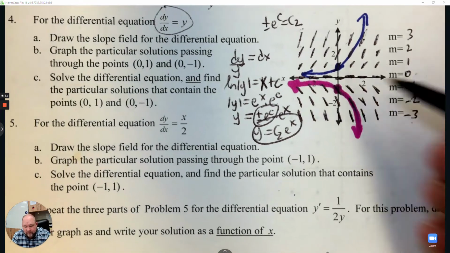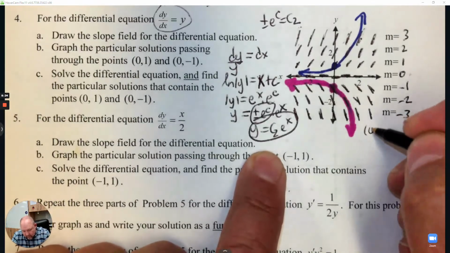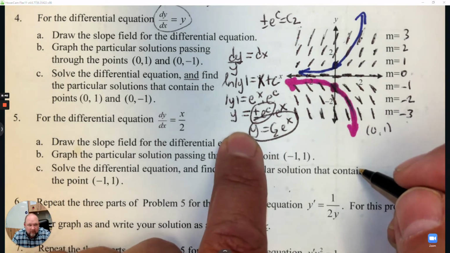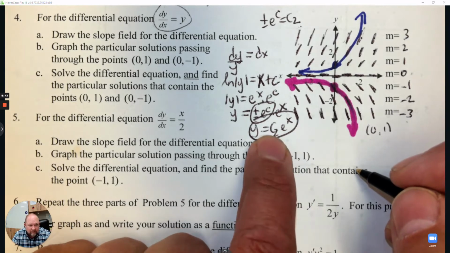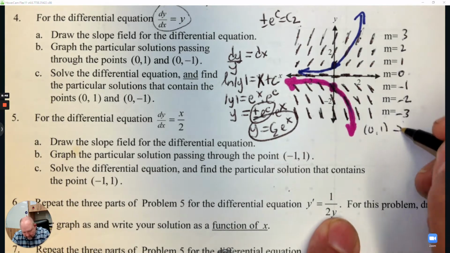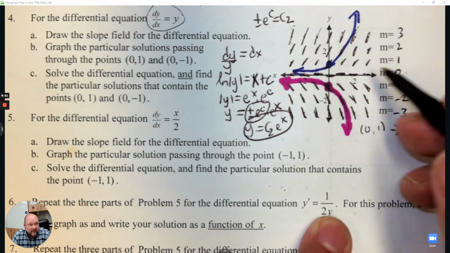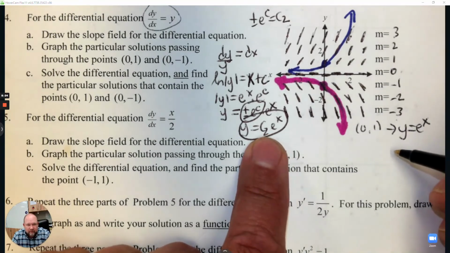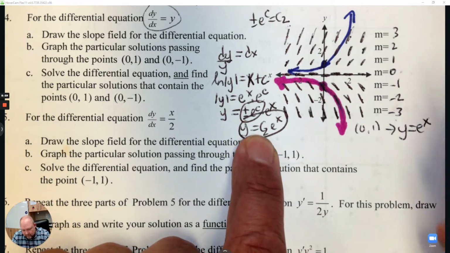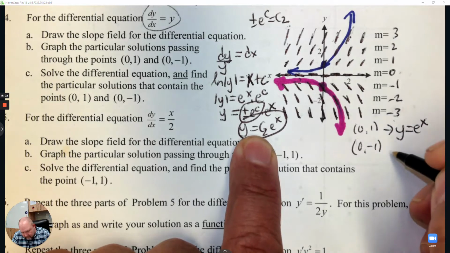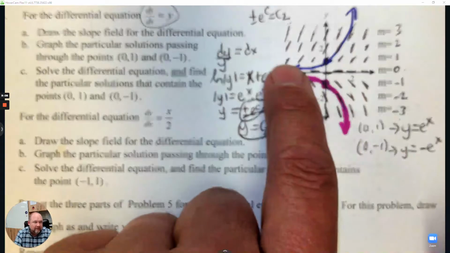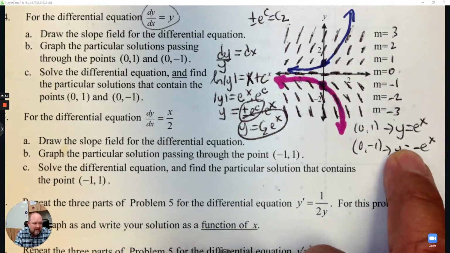Now, if I want to find the specific ones, so like for 0, 1, if I plug in 0 for x and 1 for y, e to the 0 is 1, so c2 times 1 is equal to 1, so it's 1. So it's just y equals e to the x. And that's definitely what it looks like. And then for 0, negative 1, if you plug in 0 and negative 1, then this would equal negative 1. So it'd just be y equals negative e to the x. So the blue is e to the x, and this pink is y equals negative e to the x.